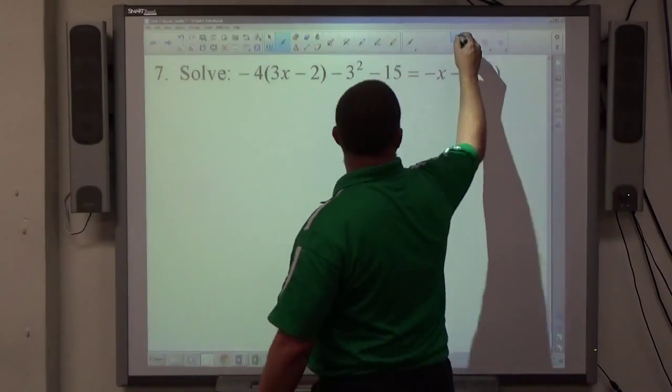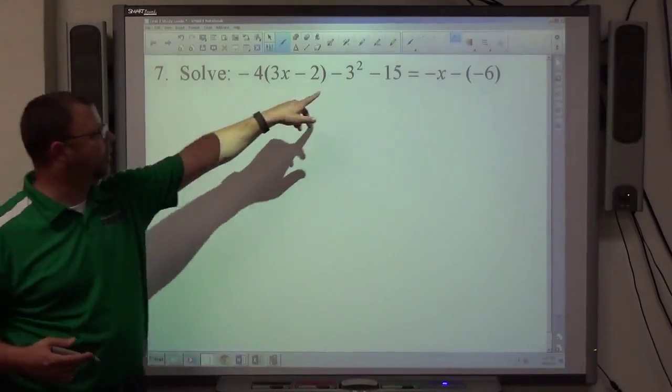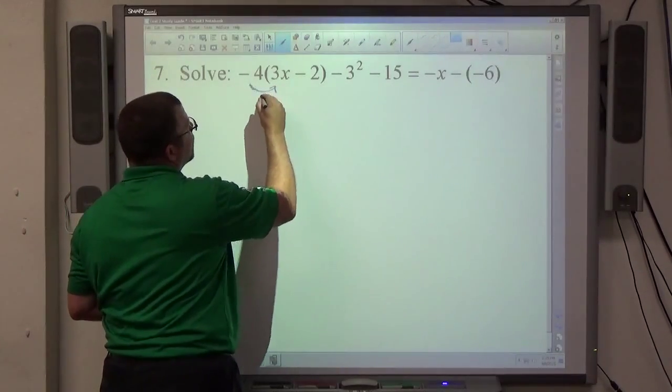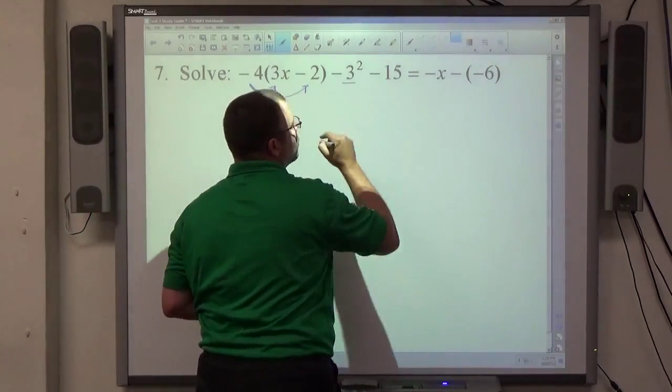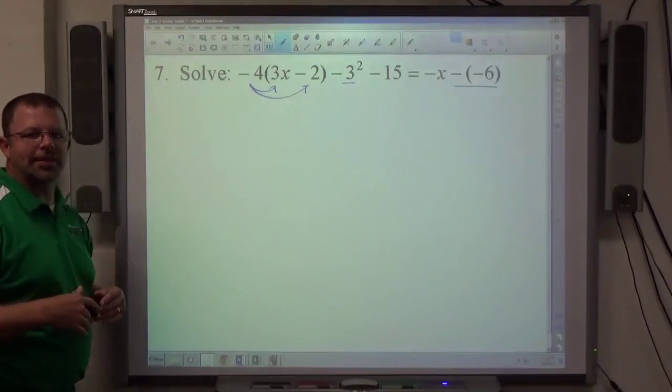Number 7, kind of a mixture of number 5 along with some powers. So in fact, just one power here. So I got a distributive property issue going on here. I got a power situation. I got a minus situation there. So I want to fix all that stuff first.